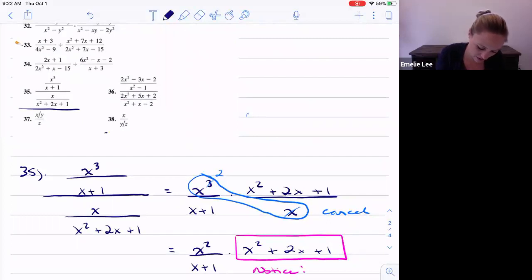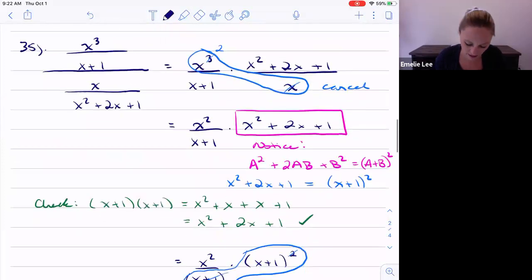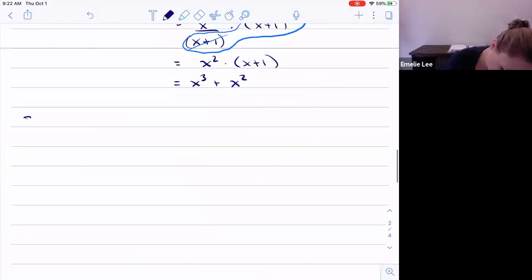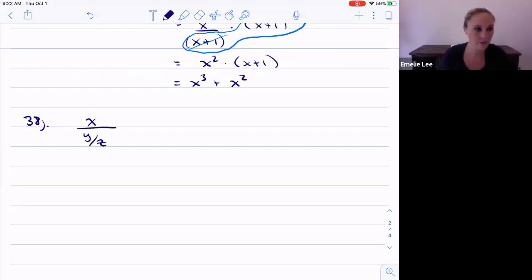Let's do this itty bitty 38, x over y over z. So for 38, we've got x divided by y divided by z. I'll make that sharper. We still have a fraction over a fraction.